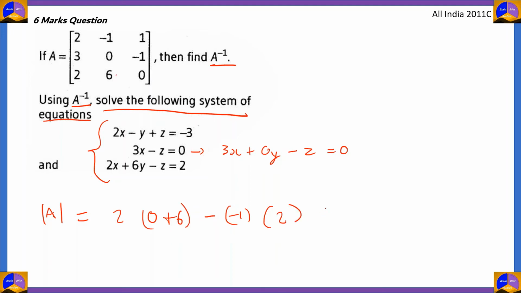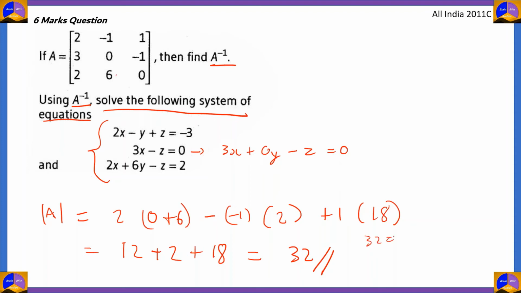Then plus 1 into, so that is first row, third column. It'll be 3 into 6, 18, minus 2 into 0, 0. So 1 into 18. So that will be 12 minus 2 plus 18. I mean, it's not actually minus, it's plus, because minus of minus 1. So it's 12 plus 2 plus 18, which is equal to 32.